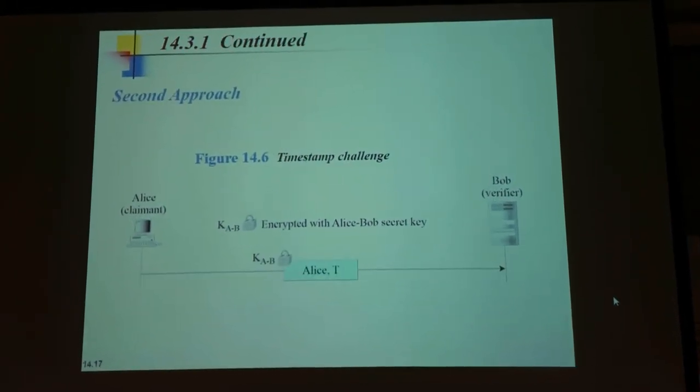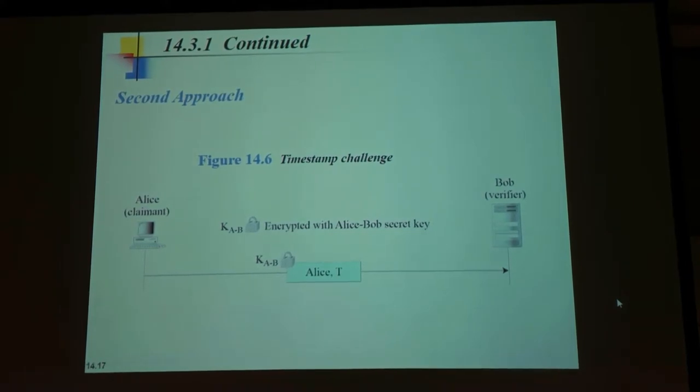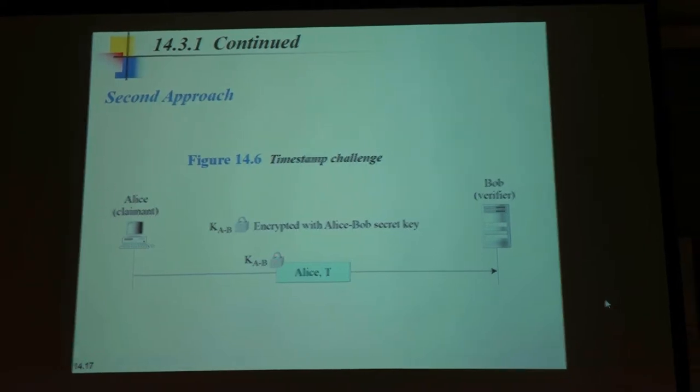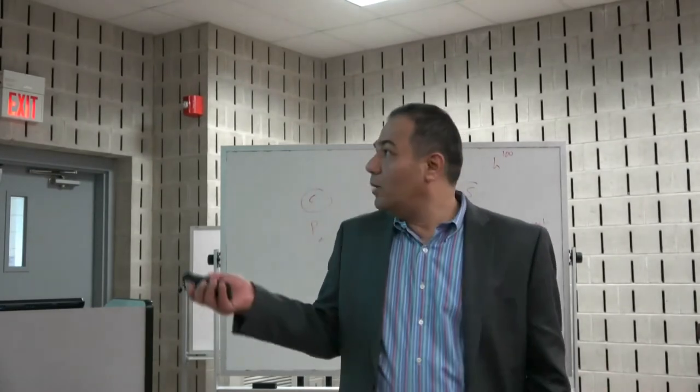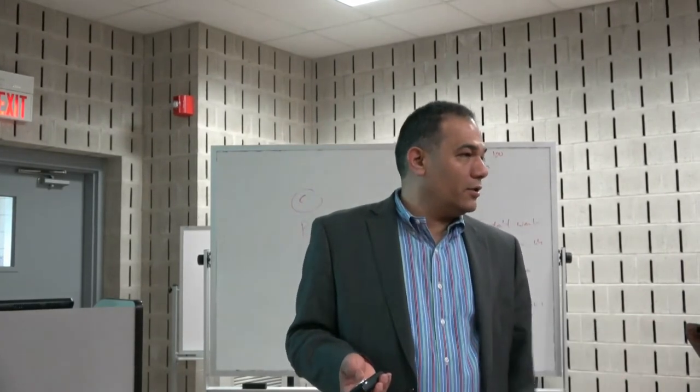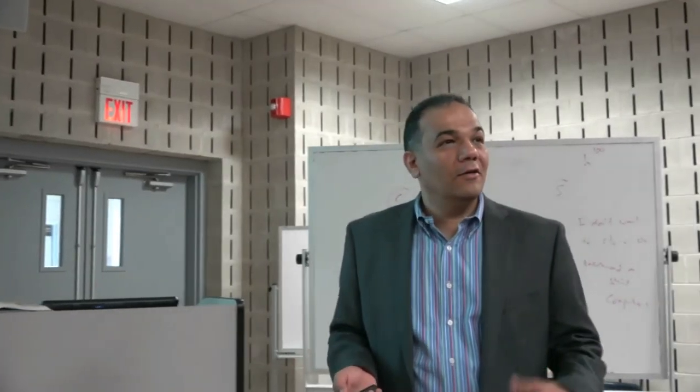Alice. A second approach is using a timestamp. So instead of sending a nonce, you're sending the timestamp. So it will send Alice with a timestamp encrypted with the shared key. So in here, Alice did not send the secret, but this way Bob knows that Alice has a secret. So the whole idea, Bob knows that Alice has the secret without sending it. Don't you think it's a little bit more secure?